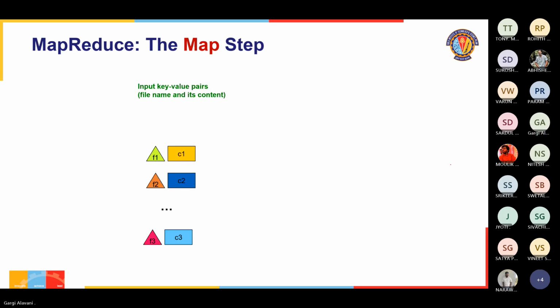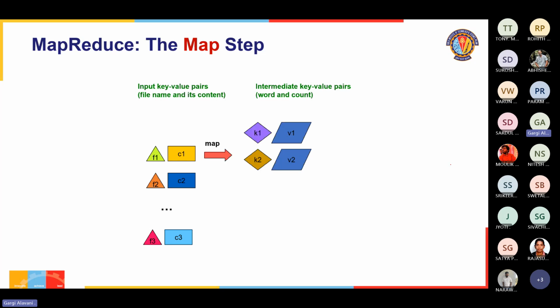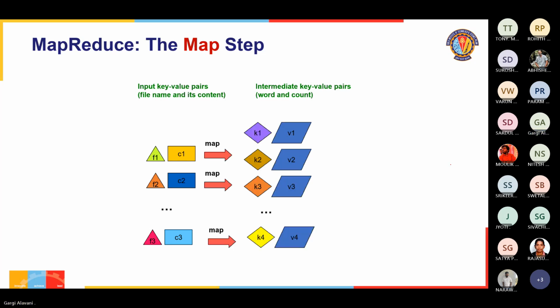So the map step is where you have input key value pairs. An example could be file name and its content. In this case, F1 is the file name, C1 is its content. Then you create intermediate key value pairs. It could be word and count for each file. Each word and count. K1 is the key, V1 is your count.